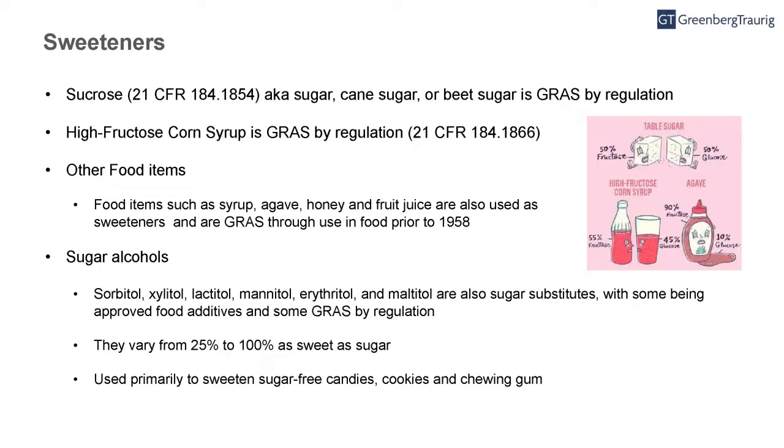Many of the sugar alcohols, such as sorbitol, xylitol, lactitol, mannitol, erythritol, and maltitol, are also sugar substitutes, with some being approved food additives and some GRAS by regulation. These sugar alcohols vary from 25% to 100% as sweet as sugar, and they're used primarily to sweeten sugar-free candies, cookies, and chewing gum.